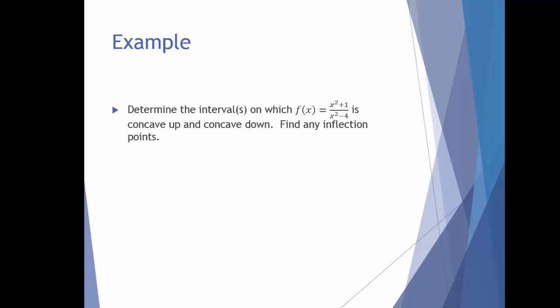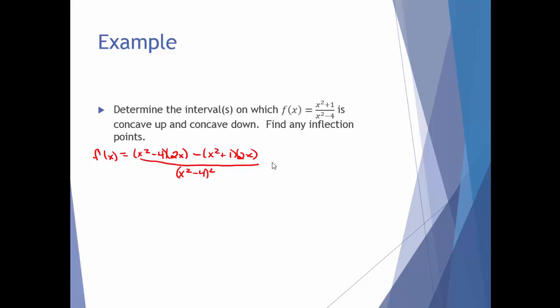Okay? So this time when we take our derivative, we are going to go ahead and use quotient rule. So f prime of x will be: we get x squared minus 4 times the derivative of x squared plus 1, which is 2x, minus x squared plus 1 times the derivative of x squared minus 4, which is 2x, all over x squared minus 4 squared.